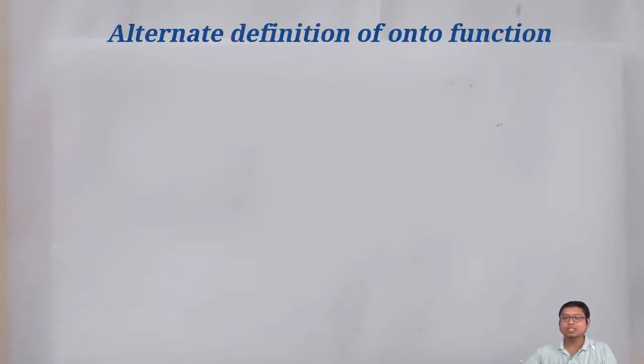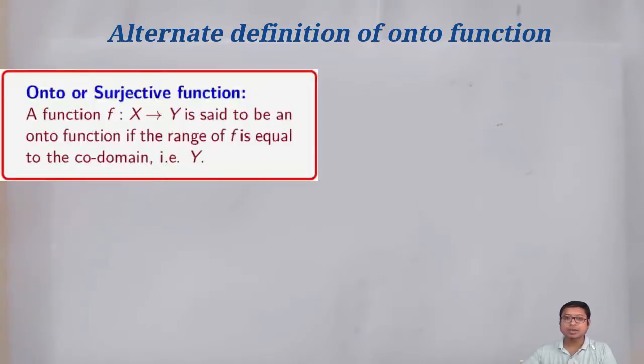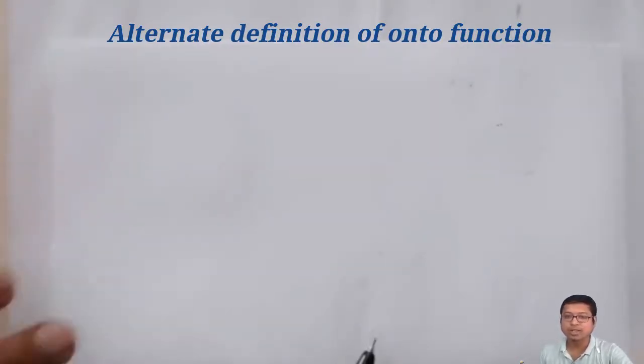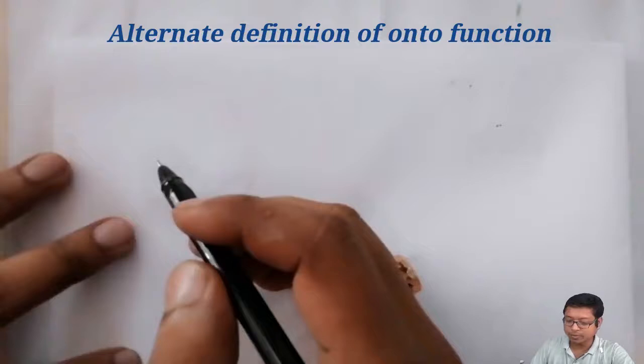Just now we learned about onto function. This onto function can also be defined in some other way. It can be defined in terms of range of a function, and the definition is: a function f that is going from X to Y is said to be an onto function if the range of that function is equal to the whole codomain. And let us try to understand. Let me consider one example, then it will be clear to you.